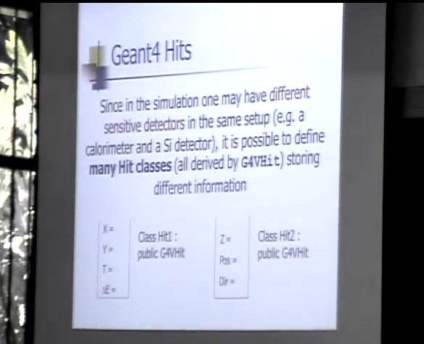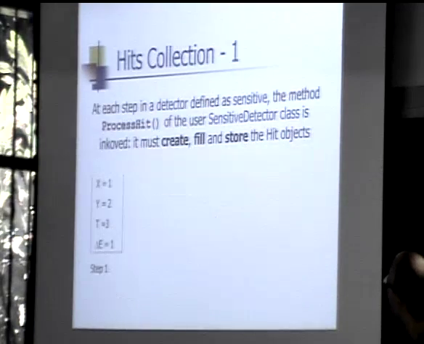So you may have also different kinds of sensitivity. For one detector you care about x, y, time, and energy. For another kind of detector you care about different quantities. So you may have different types of sensitivity within the same setup if you have different kinds of detectors. I'm swapping pretty fast because I don't want to confuse you too much with this.